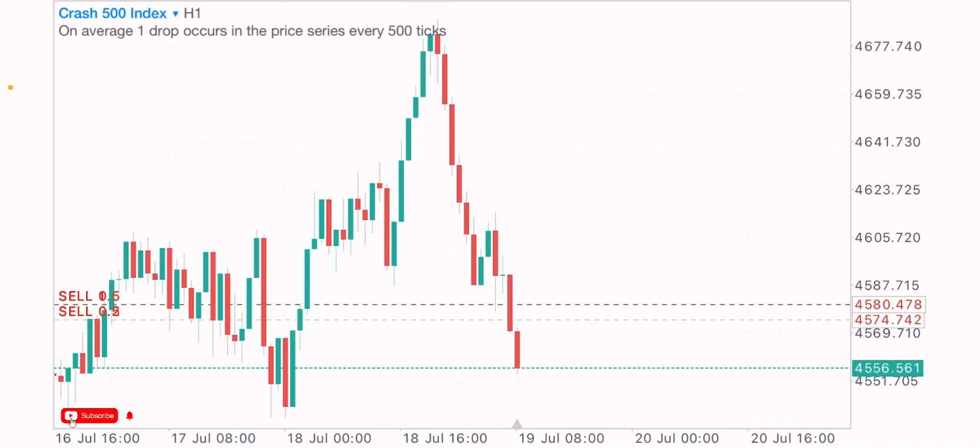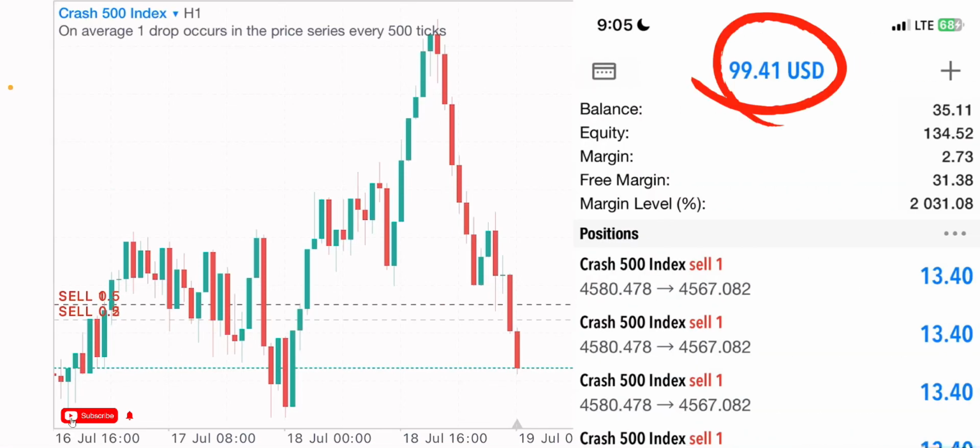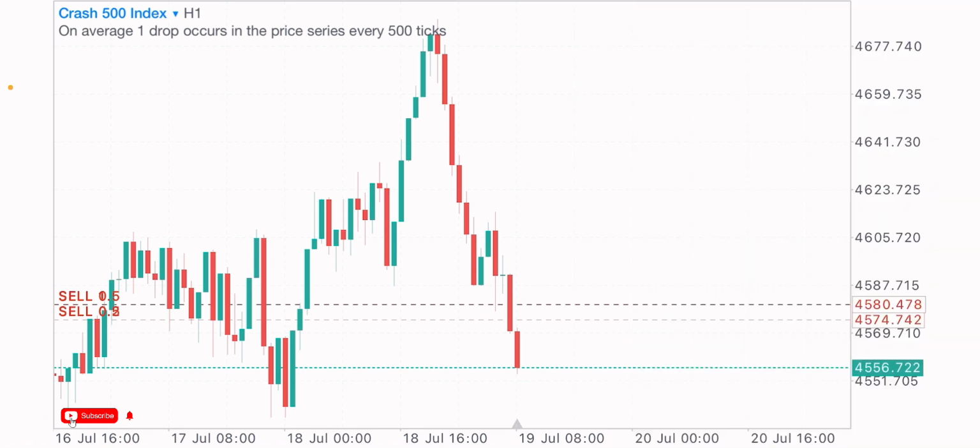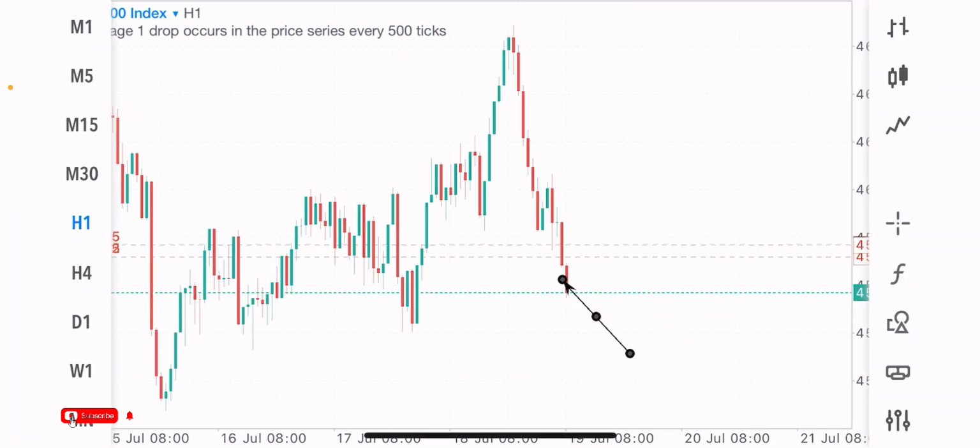I took a sell trade on Crash 500 index and I'm sharing with you guys how I was able to take this trade. So do stay to the end of the video to get every detail on this analysis. So firstly, I went to the daily time frame.